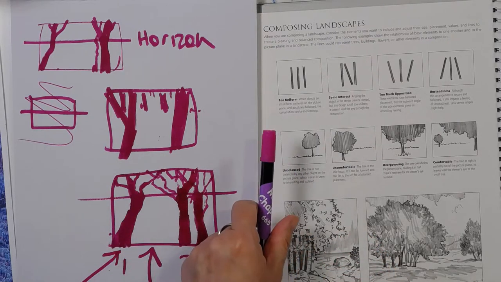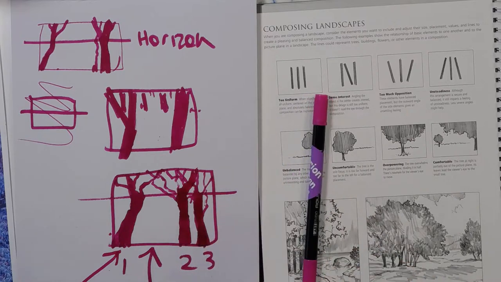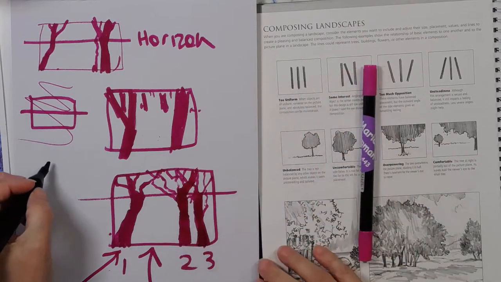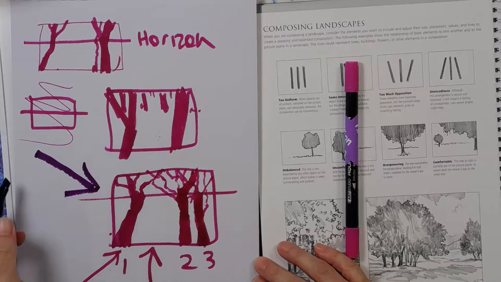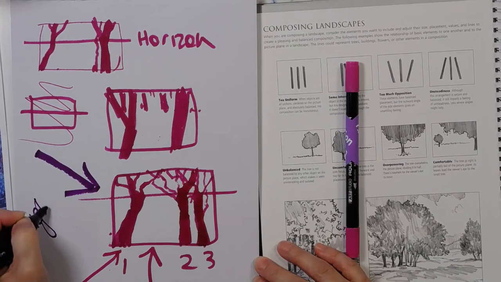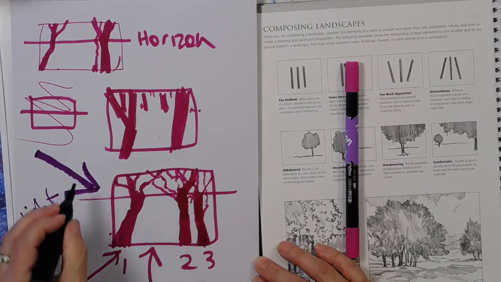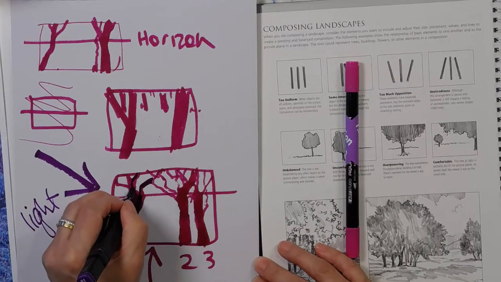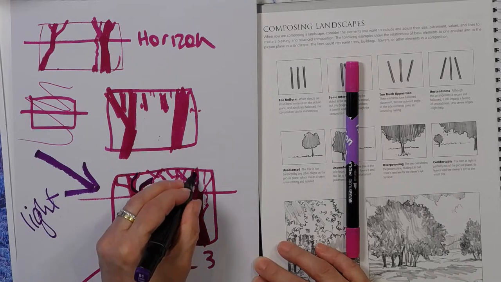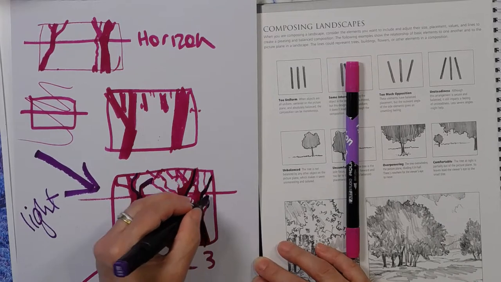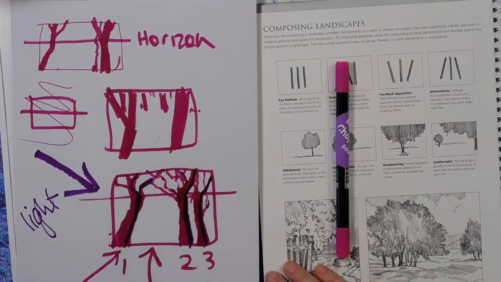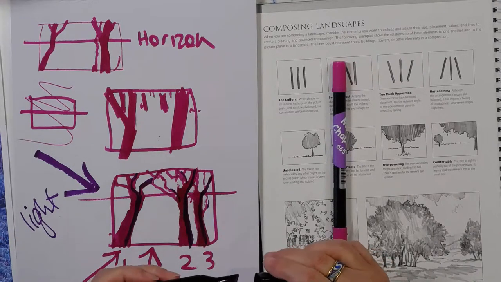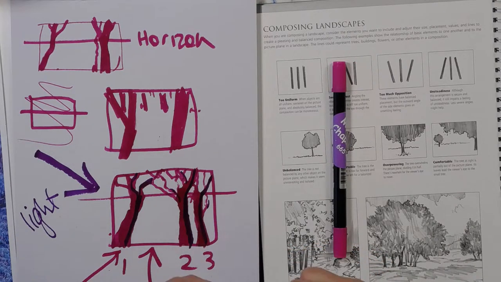And while I'm thinking of it, I'm just going to switch colours so I can talk about the other big thing, which is where's your light coming from? Very important, because you want to be consistent. If it's coming from this way, this side of the trees will generally be darker, like that. And then you get a nice consistency to it.